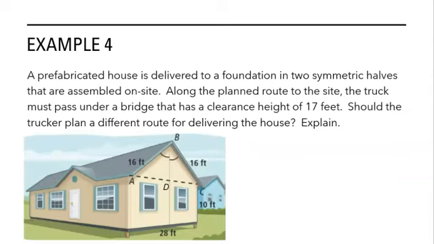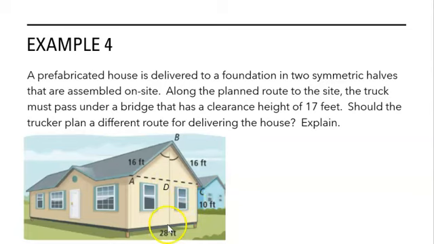In example 4, it says, a prefabricated house is delivered to a foundation in 2 symmetric halves that are assembled on site. Along the planned route to the site, the truck must pass under a bridge that has a clearance height of 17 feet. Should the trucker plan a different route for delivering the house? Explain.